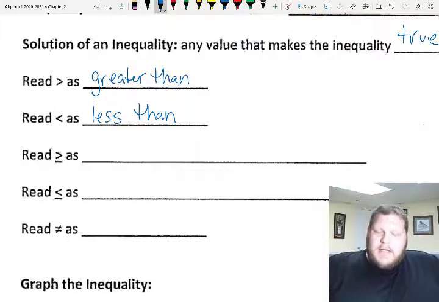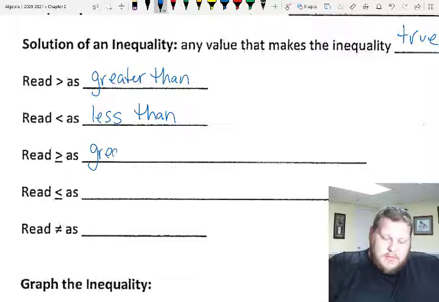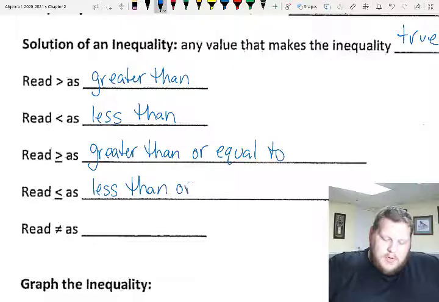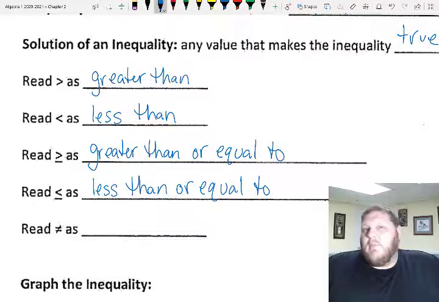When we add in the little line underneath it, that also means "or equal to." So this first one here is greater than or equal to, and this would be less than or equal to. That just means we have both of those as options. Our number could be greater than the other one, or it could be exactly equal to the other one. So it just adds in some other options for us.